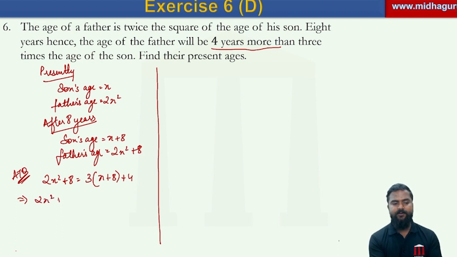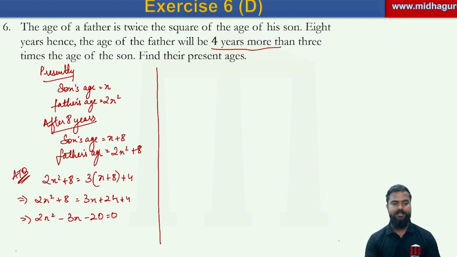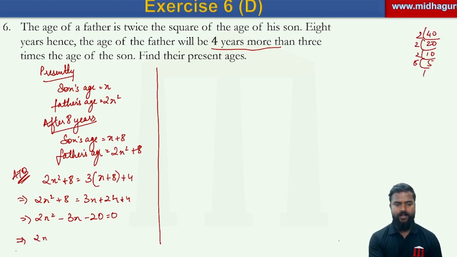Now if I open the brackets in this equation, I get 2x squared plus 8 is equal to 3x plus 24 plus 4. I bring all the terms to one side, I get 2x squared minus 3x minus 20 is equal to 0. So now I have the equation. So let me check. 2x squared plus 8, 3x I bring to the other side. Yeah. So 2x squared minus 3x minus 20 is equal to 0. Now I have to split minus 3 such that the sum of the coefficients is minus 3 and the product of the coefficients is minus 40. So we will write 2x squared minus 8x plus 5x minus 20 is equal to 0.